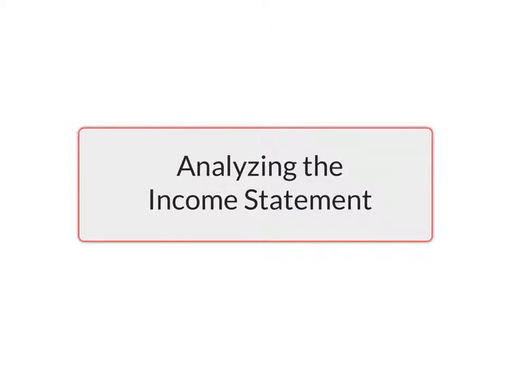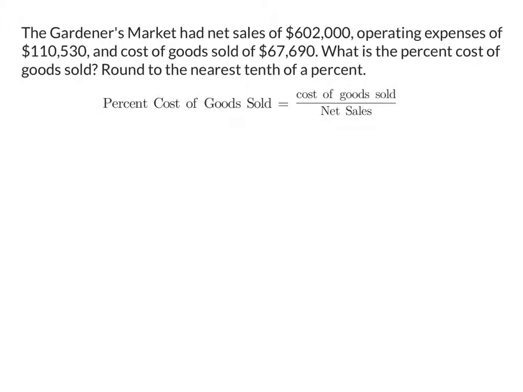Analyzing the income statement. The gardener's market had net sales of $602,000, operating expenses of $110,530, and cost of goods sold of $67,690. What is the percent cost of goods sold? Round to the nearest tenth of a percent.